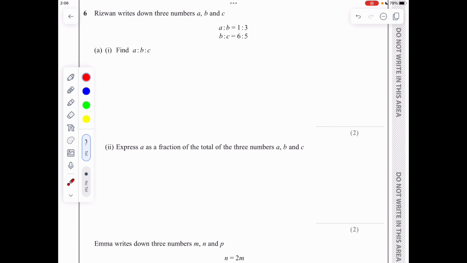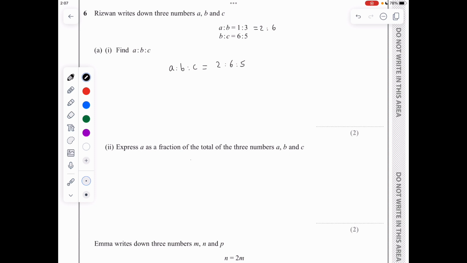We need to work out the ratio of A to B to C, so we need to find a way of making these two statements communicate. So it makes sense to express 1 to 3 as 2 to 6, so that the 6 is common, and that will be the connecting link between the two. So that means that A to B to C is simply 2 to 6 to 5. In II, we need to express A as a fraction of the total of the three numbers. So we're simply going to use the ratios here.